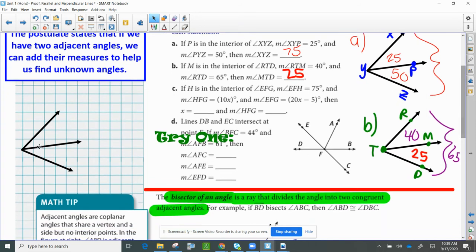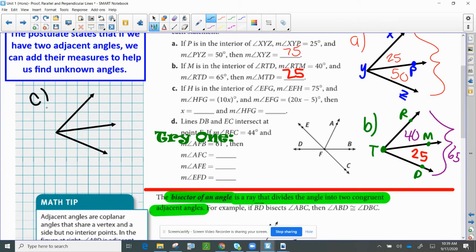I'm going to pull this out over here, for example C, where they said H is in the interior of EFG. So we have E, F, and G, and H is in the interior. So here's my picture labeled.